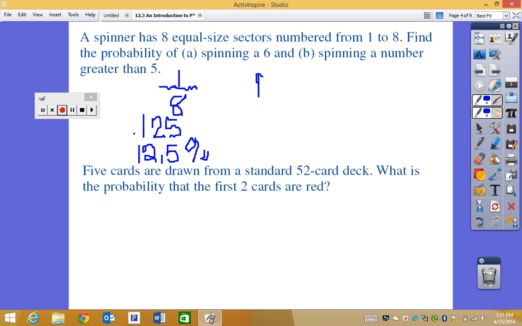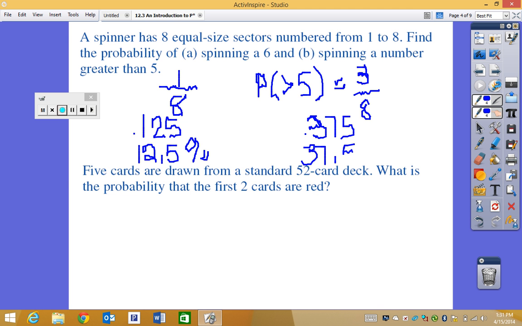The second question, part B, asks for spinning a number greater than 5. So I want the probability of spinning greater than 5. Spinning greater than 5 means I'm not counting the number 5, but I would count the numbers 6, 7, and 8. So there would be 3 choices out of a total of 8. Again, we can write this as a decimal, 0.375, or as a percent, 37.5%.